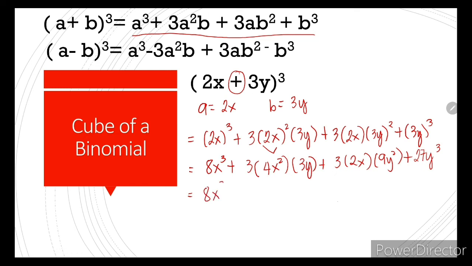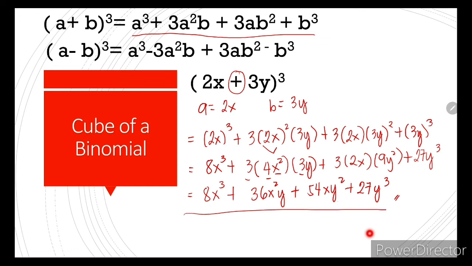So, 8x cube plus, muna natin yung mga whole numbers. 3 times 4 is equal to 12. 12 times 3 is equal to 36. Then, x squared y plus 3 times 2 is equal to 6. 6 times 9 is equal to 54. xy squared plus 27y cubed. So, this is our final answer.